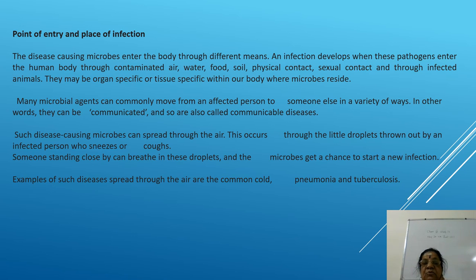Normally, any worms இருந்தாலே அது வந்து digestion தான் affect பண்ணும். Digestive system தான் affect பண்ணும். Any viruses தான் அது வந்து எந்த part of they are tissue specific or organ specific. Okay, so many microbial agents are commonly moved from an affected person to someone else in a variety of ways. They can be communicated, so they are called communicable diseases. Example, such disease-causing microbes can spread through air.